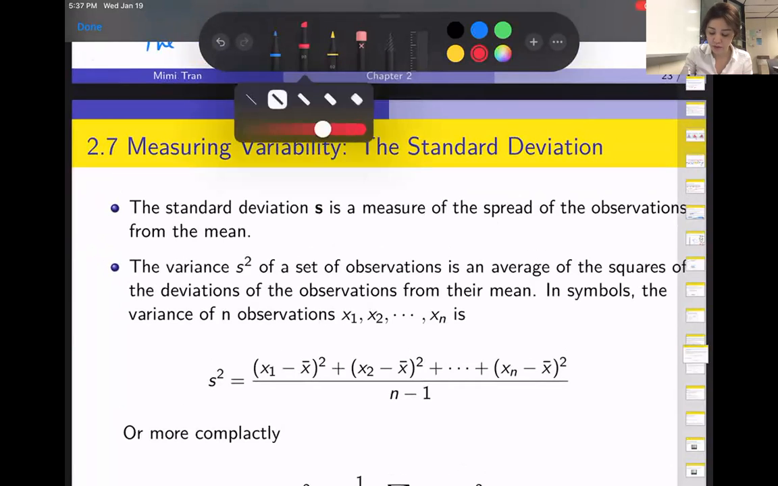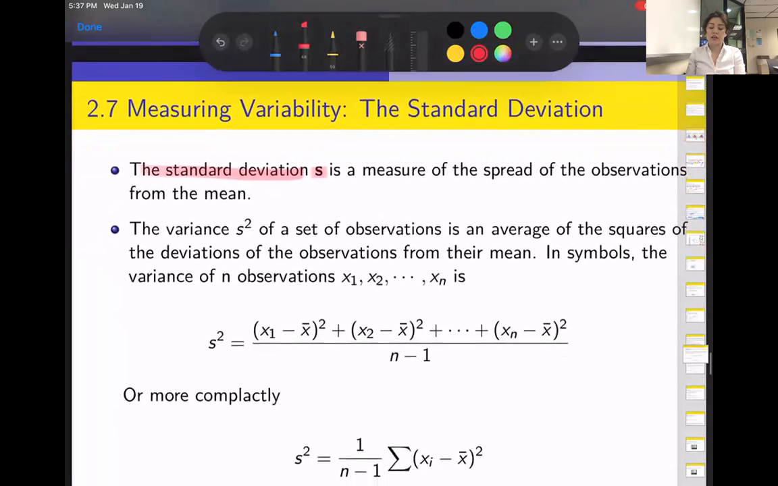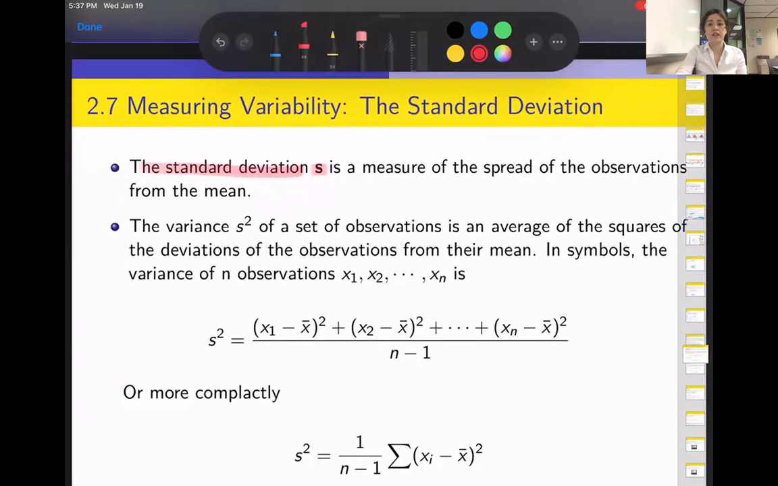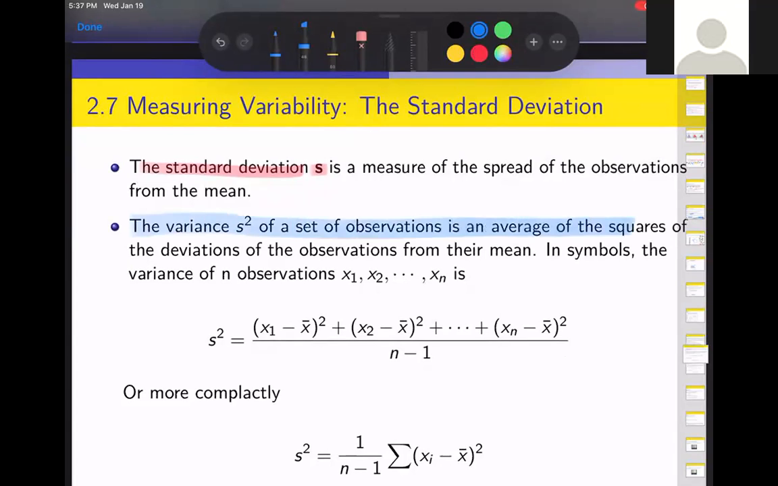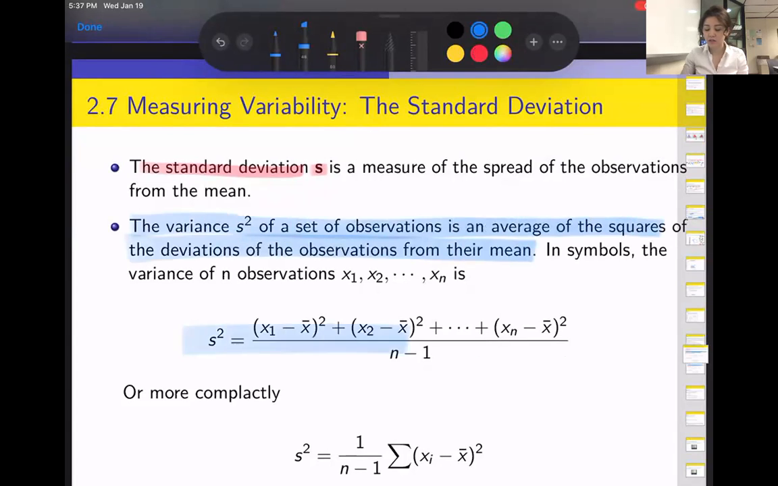Standard deviation, denoted by S, is a measure of the spread of the observations from the mean. The variance is just the square of S. It is the average of the squares of the deviations of the observations from the mean. Basically, this sentence right here, maybe I'll highlight in green and blue, is the formula. It is the difference between the observation and the mean, and then you square it.